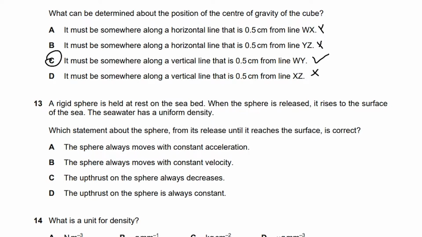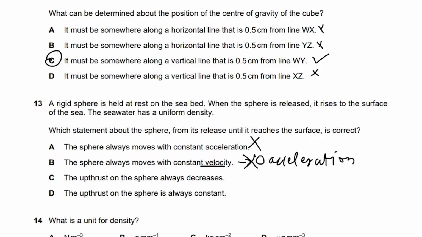The upthrust and the resistive force because of water. So A is not the answer. B suggests that the sphere always moves with constant velocity. Constant velocity means zero acceleration, and if there is zero acceleration, this means that the resultant forces are balanced. But this is not the case. Initially, there is some acceleration caused by force, so it does not always move with constant velocity.